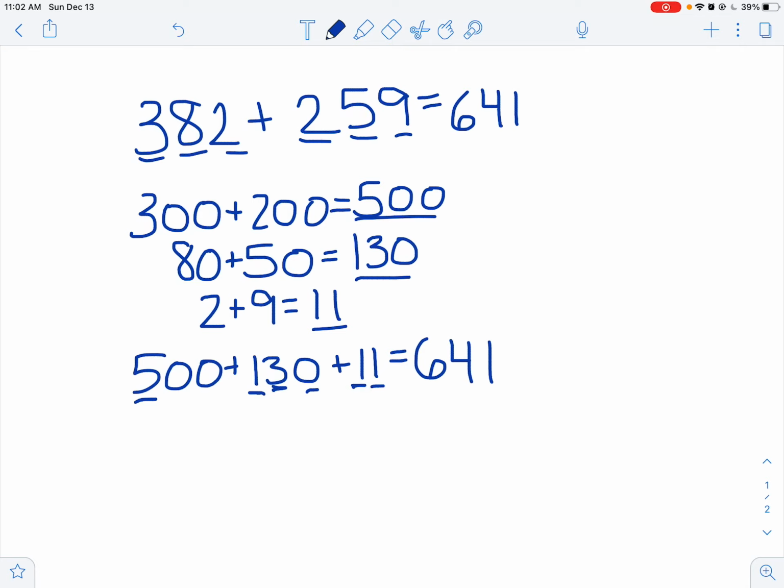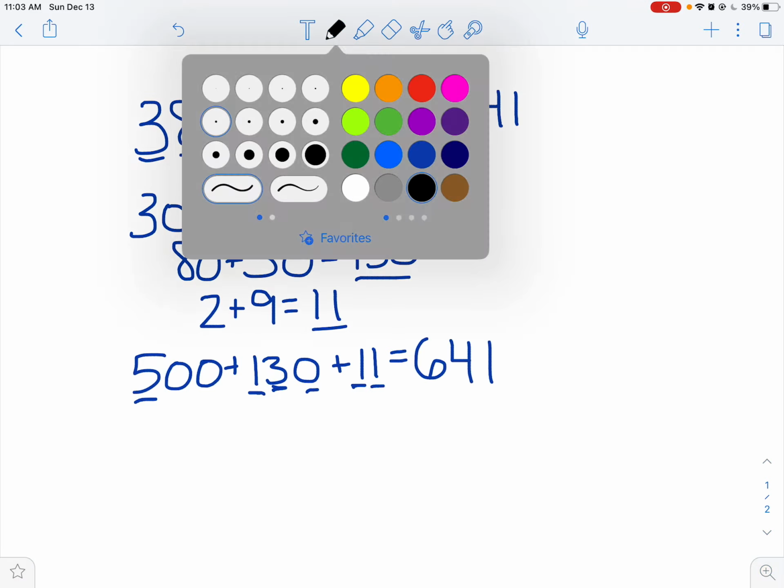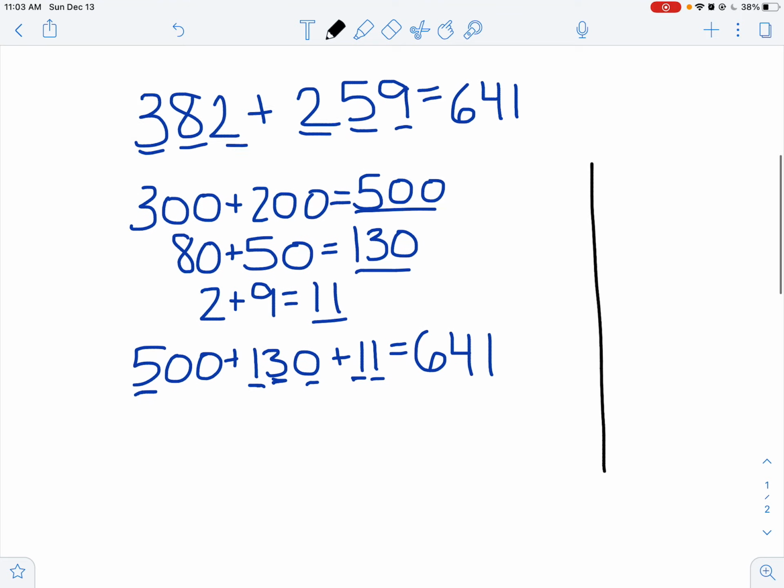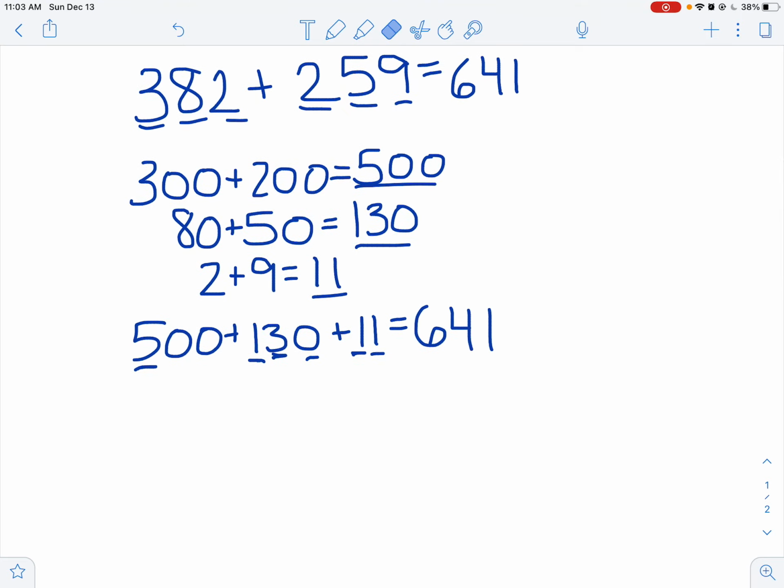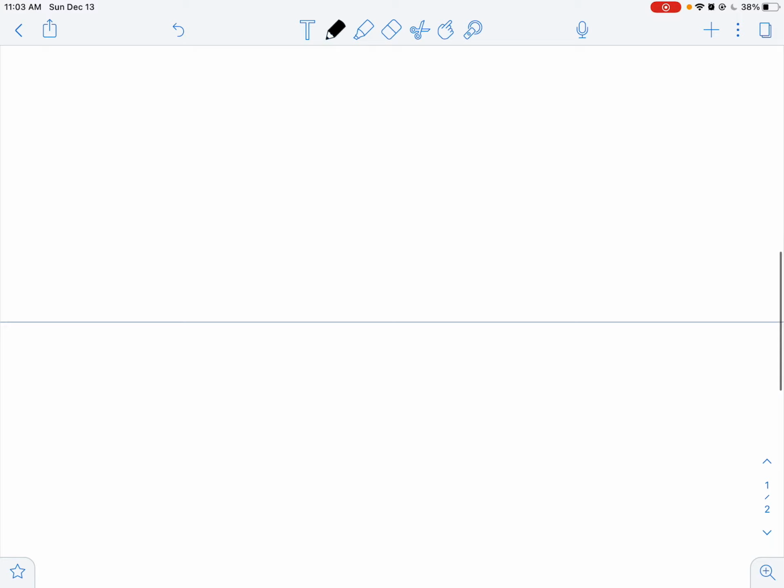Okay? Again, you could start at 382, then add 200, then add 50, then add 9. That's totally up to you what order you want to do it and how you want to break it up. But you can use equations to show that thinking. Let's take a look at what it looks like with subtraction. Let's say I have 68 minus 23.